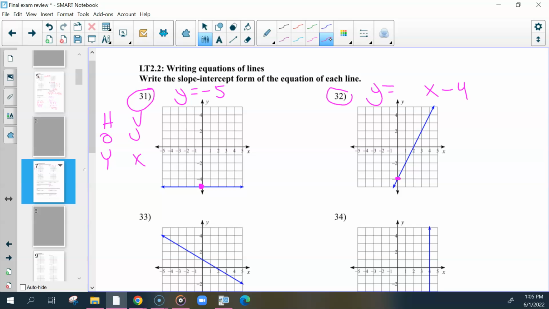Then to find our slope, we have to find points that cross the grid line exactly. As we start looking for points, all of these points work and are consistent throughout. So if we count that, we're going up 2 to the right 1, and we can simplify that to just be 2. So our equation would be y equals 2x minus 4. Questions on that one?